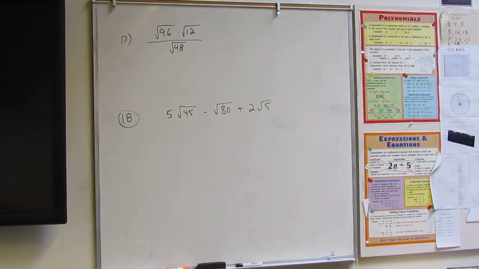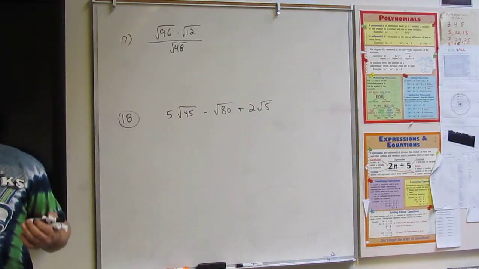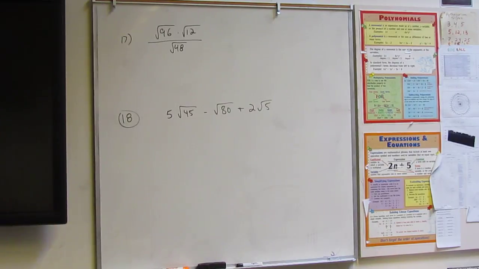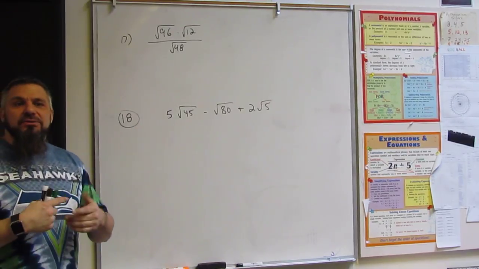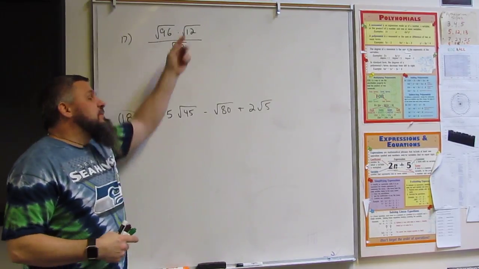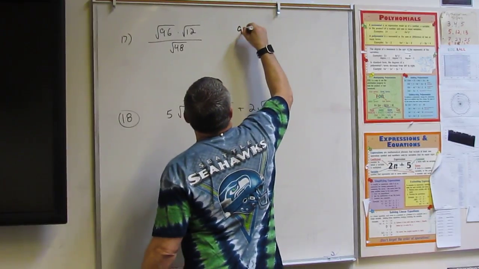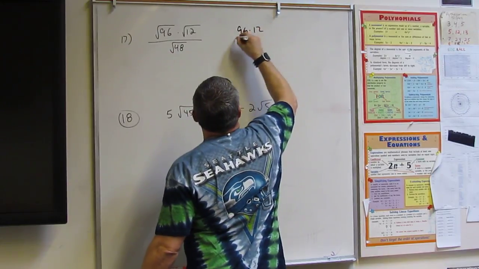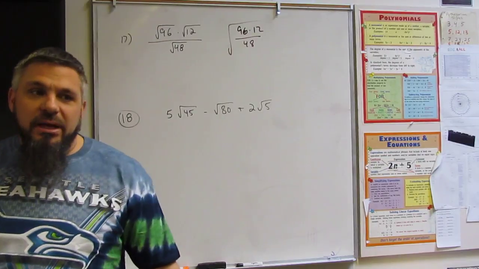Radicals. Radicals are just a fractional exponent. This is a fractional exponent of a half, because it's a square root. The radical actually has a 2 here, it's just hidden. Because they're all square roots, we can put them all under one radical. Technically, this is just 96 times 12 over 48, all square rooted, right?